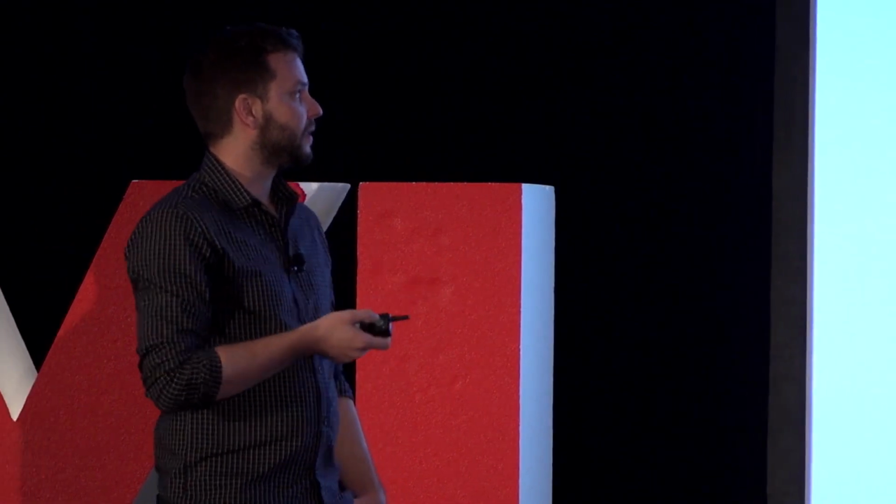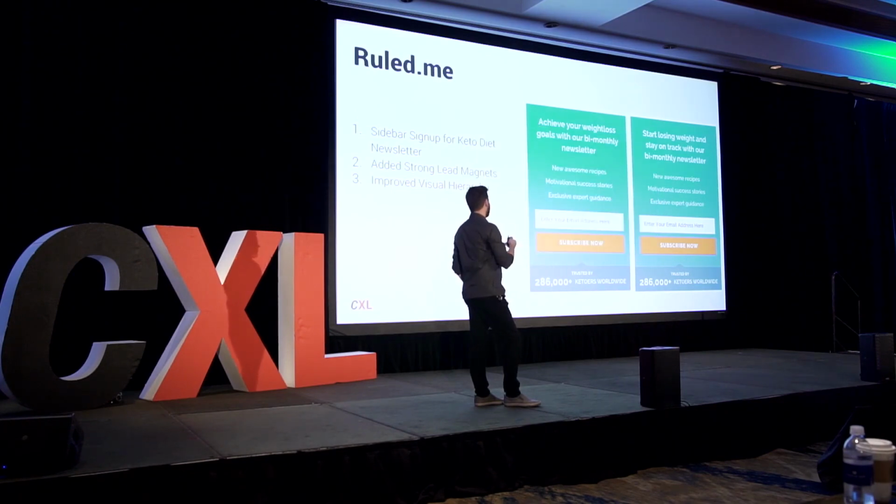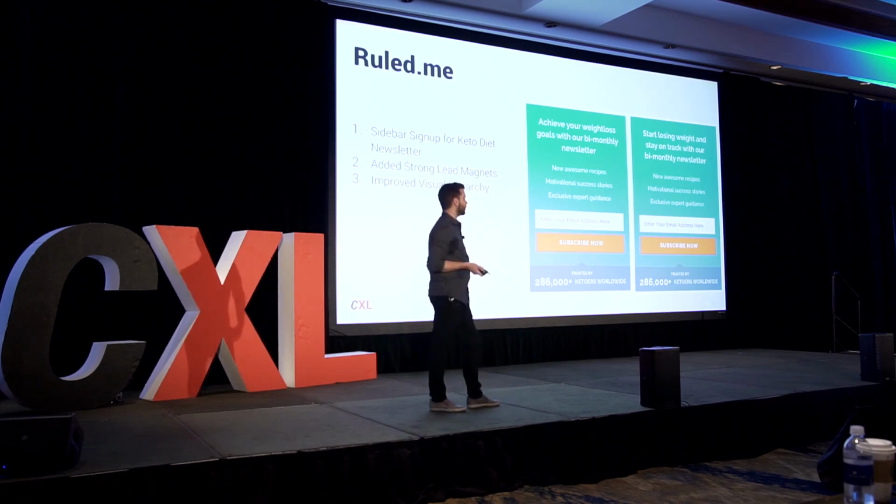So this one resulted in pretty impressive lifts. 663% for variant 1, 900% for variant 2. And the difference is literally just in the copy that you see at the top there. It's achieve your weight loss goals versus start losing weight. So that one was clearly more compelling.